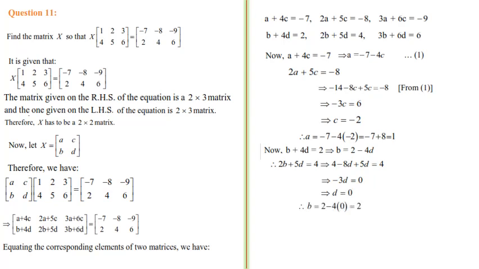Substitute this to get the value of B. Here 2 minus 4D, that is 2 minus 4 into 0. 2 minus 4 into 0 is equal to 2. So we have got all the variables' values, that is A is equal to 1, B is equal to 2, C is equal to minus 2 and D is equal to 0. Therefore the required matrix is [1 2; -2 0].